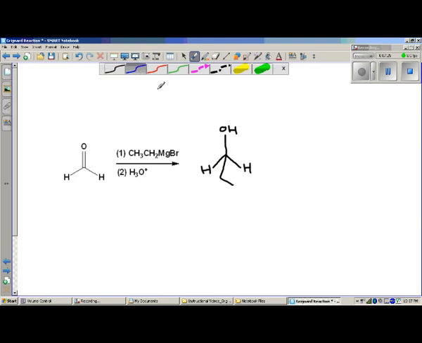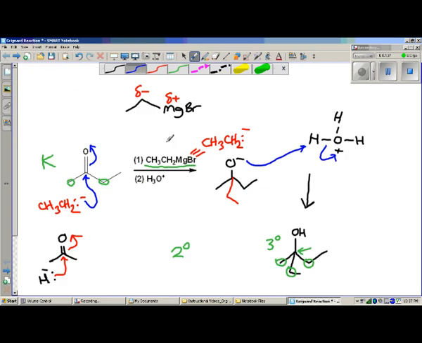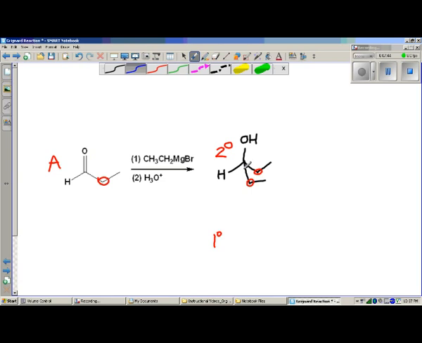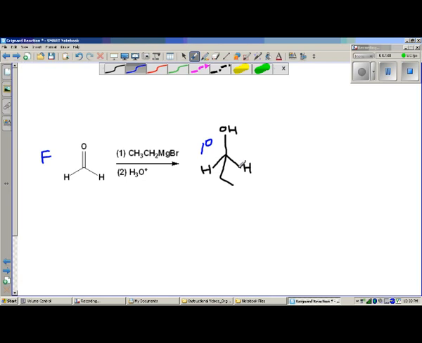Now notice what sort of alcohol we've formed here. This is a primary alcohol. And that came from formaldehyde. So I'm just going to go back a couple of slides here, just to summarize. If you want a tertiary alcohol, you start with a ketone. If you want a secondary alcohol via a Grignard reaction, you start with an aldehyde. If you want a primary alcohol via a Grignard reaction, you start with formaldehyde. Okay, that is the essence of the Grignard reaction.